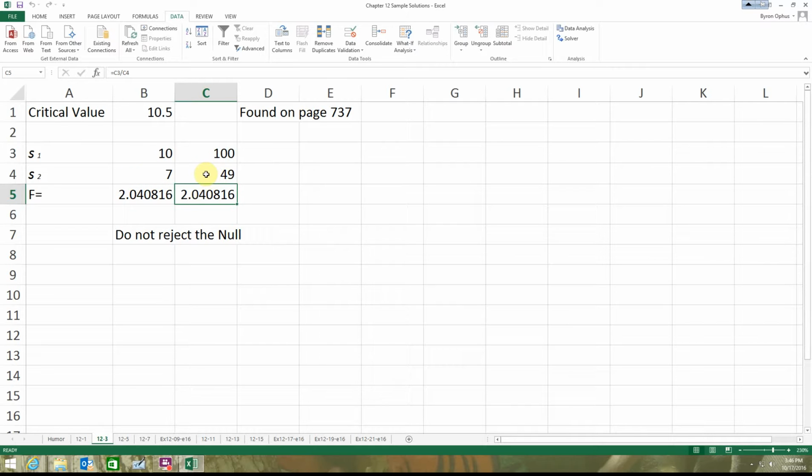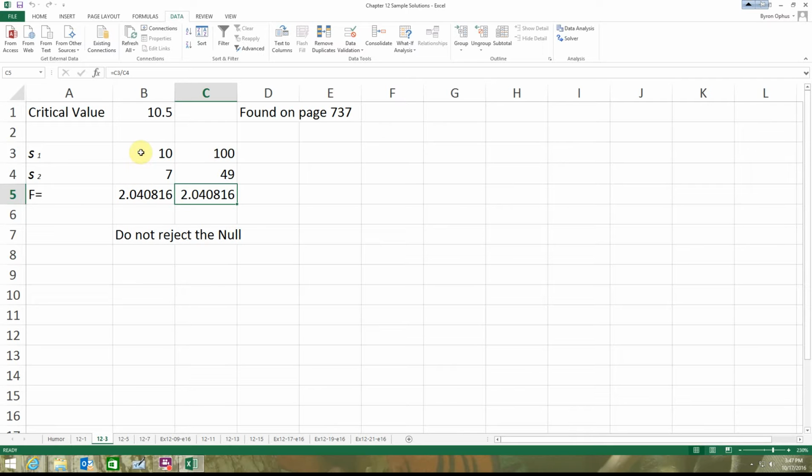At the 0.02 significance level, is there a difference in the variations of those two populations? In my case, because I'm two-tailed, I have to divide that 0.02 in half, so I get 0.01, and I go back into my chart on page 737 and look it up with my numerator degrees of freedom being 9 and my denominator degrees of freedom being 6. I end up with a critical value of 10.5, and so I will reject the null if my calculated value exceeds 10.5.